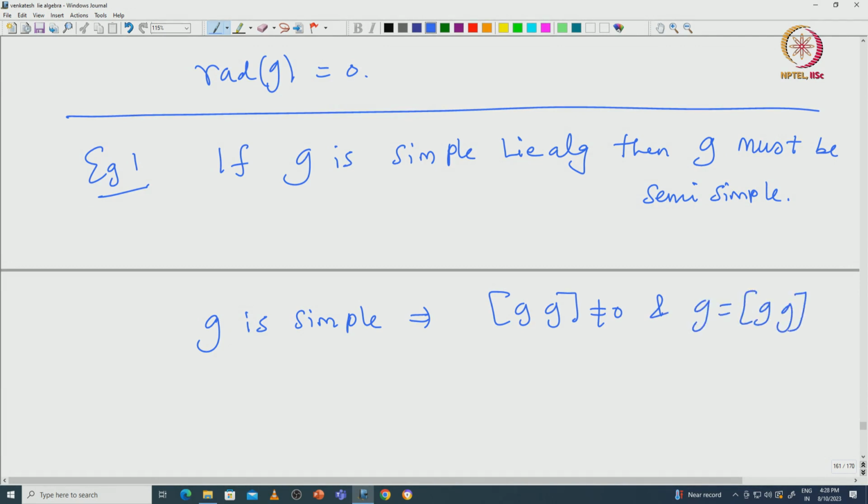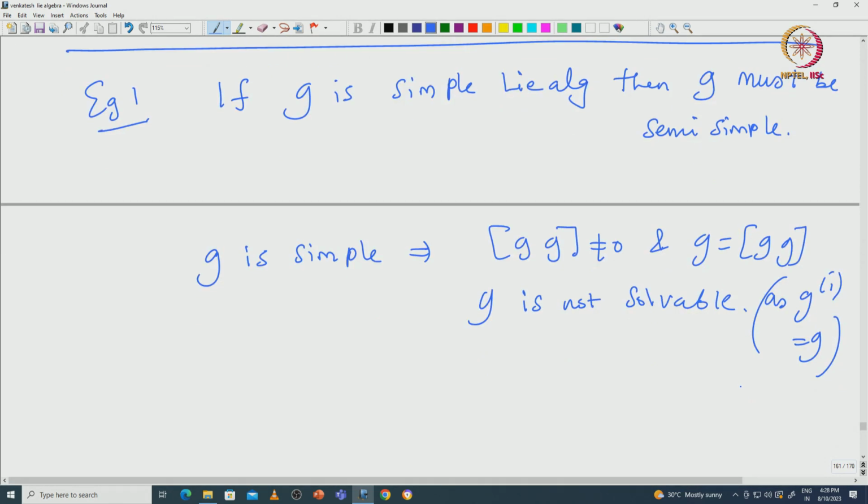So, that means G will never be solvable. G is not solvable, because if you look at the derived series, then every time you get G only. So, G to the power i will be equal to G. That is why it will never be solvable.